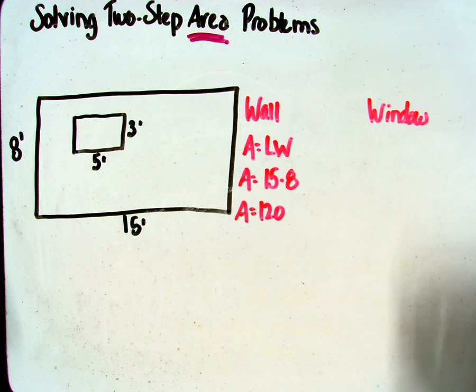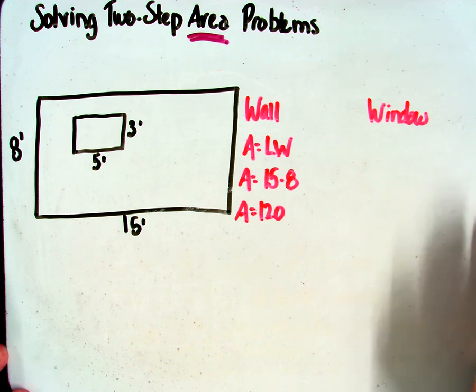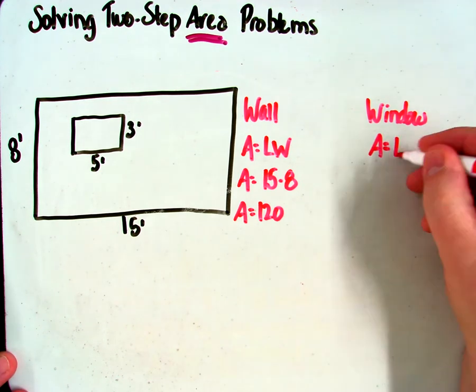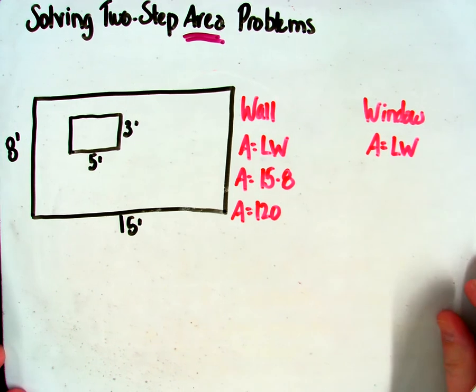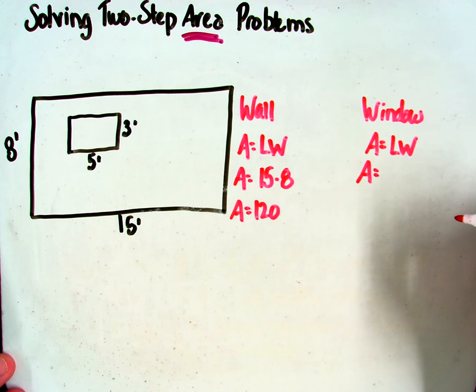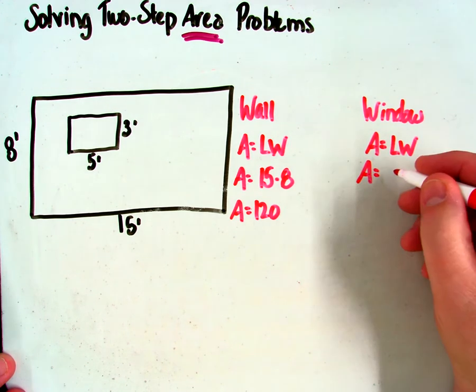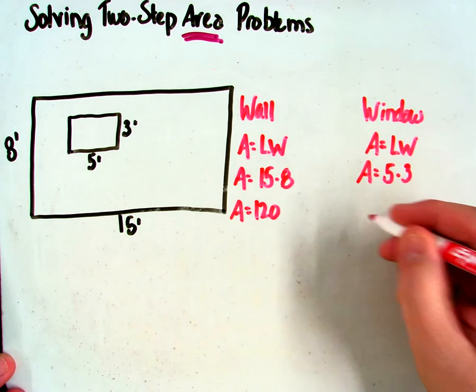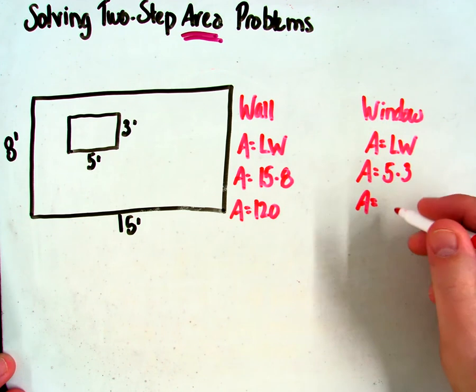Now let's compute the area of our window. Now our window is shaped like a rectangle. And to compute the area of a rectangle, we multiply, yes, length times the width. Now what is the length of our window? And what is our width? 3. And what is 5 times 3?